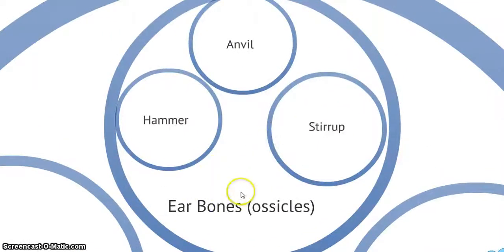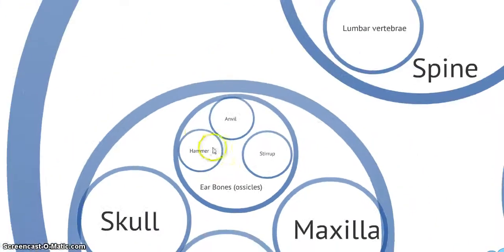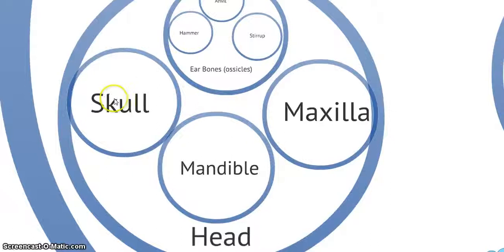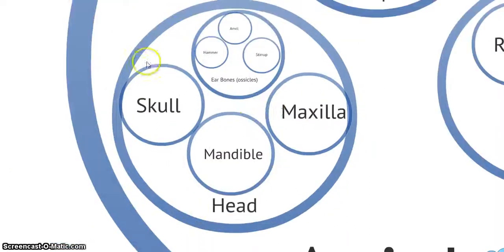So in a Euler diagram, basically the way it would work is that because the hammer, the anvil and stirrup all make up the ear bones, they will be nested within this larger circle of the ear bones. The ear bones themselves will group together with the skull, the mandible and the maxilla as part of the head in this larger circle over here.